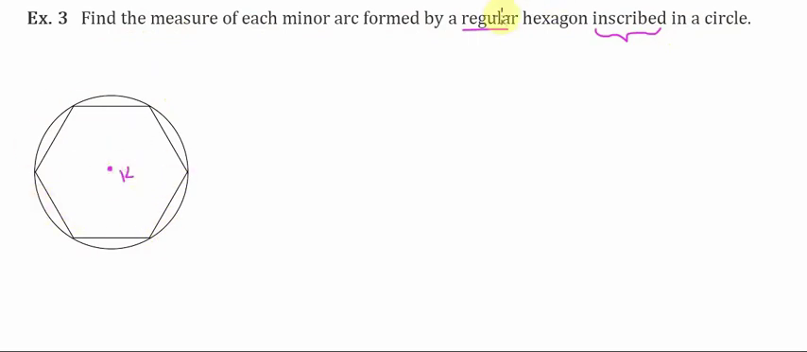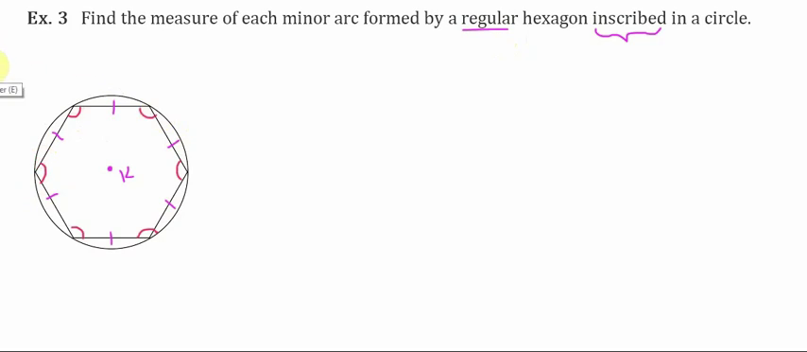A big key aspect to this problem that's going to help us a lot is that we have a regular hexagon. By definition, a regular hexagon means that all of the sides are congruent and all of the angles are congruent. So I'm going to make some little tick marks on my diagram to make sure that I don't forget that. And then in a different color, I'm going to mark all of the angles as congruent.